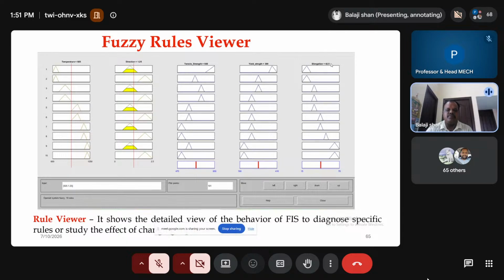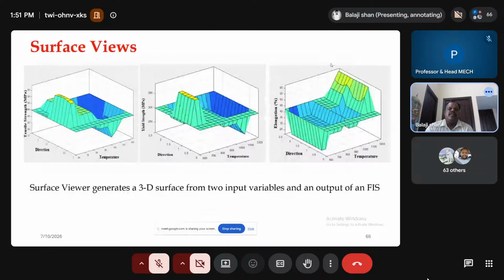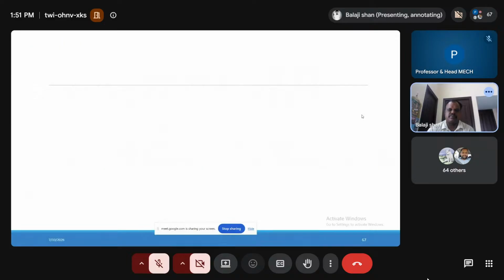The fuzzy rule viewer shows the detailed view of the fuzzy inference system to diagnose specific rules or study the effect of the change of the input values with respect to the prediction. Similarly, we can get the surfaces from the fuzzy surface viewer with correlation of different input and output parameters.